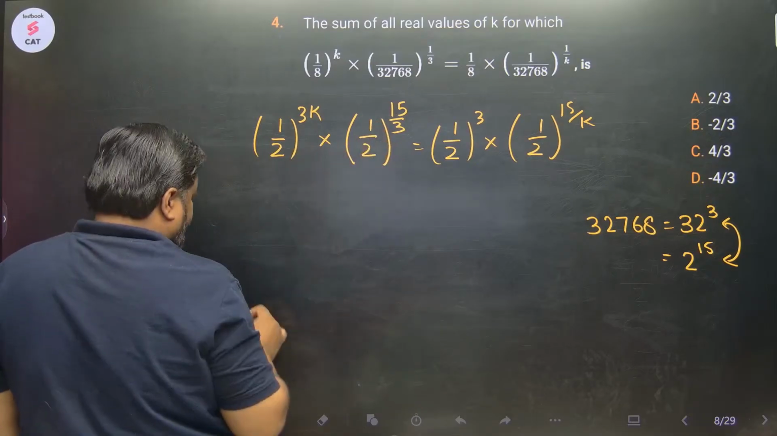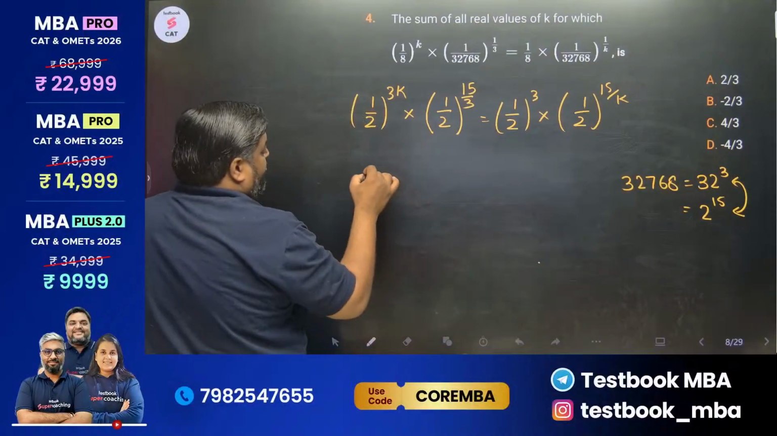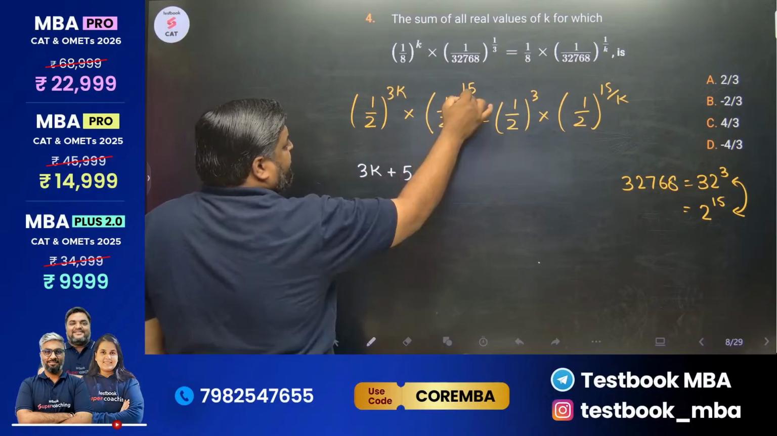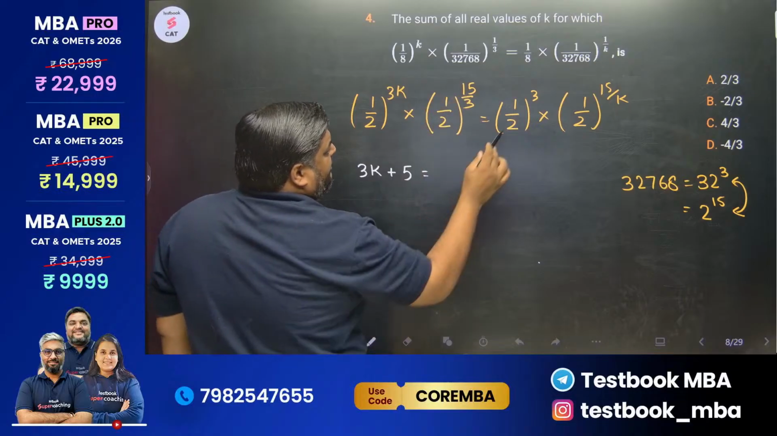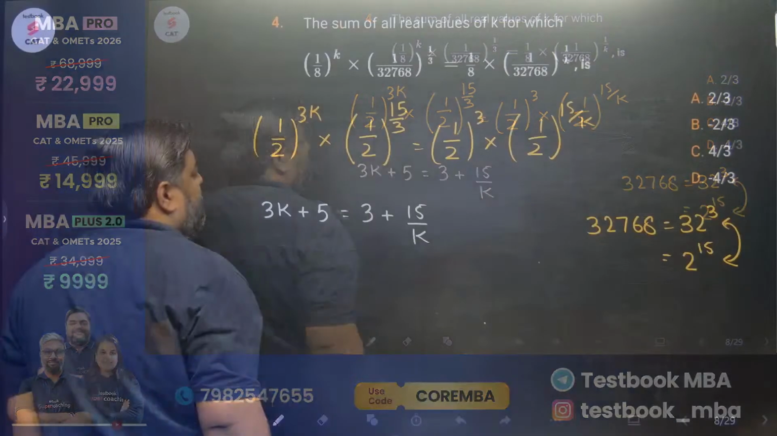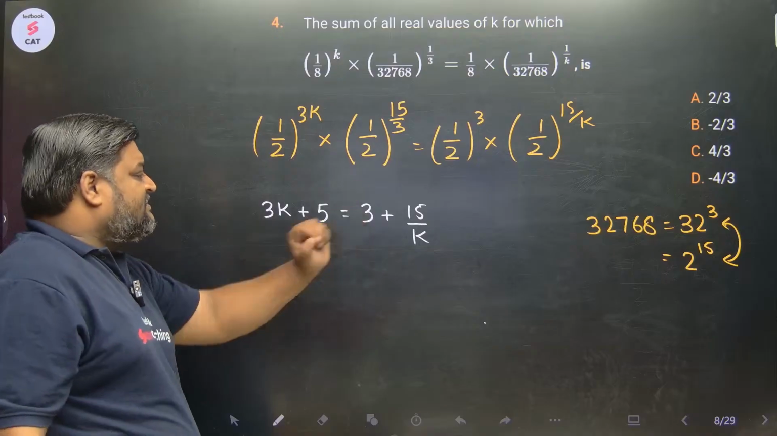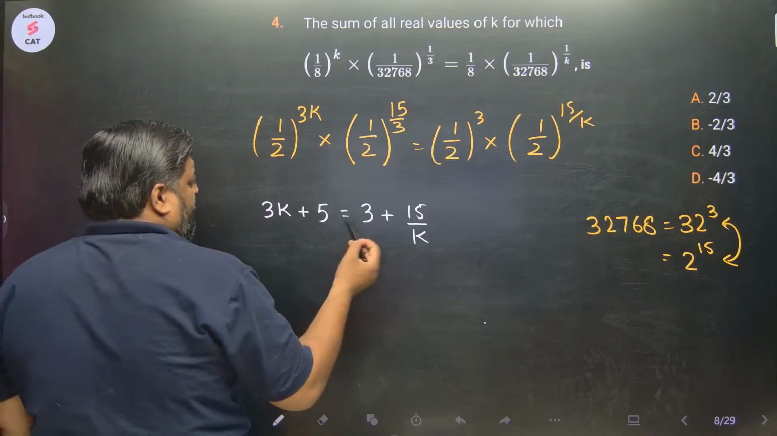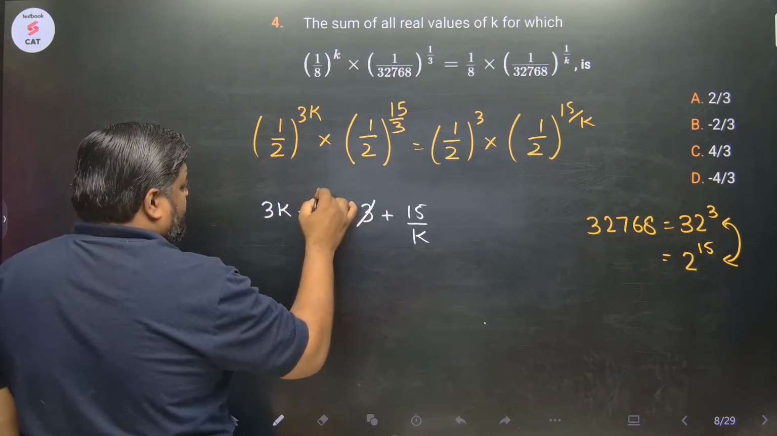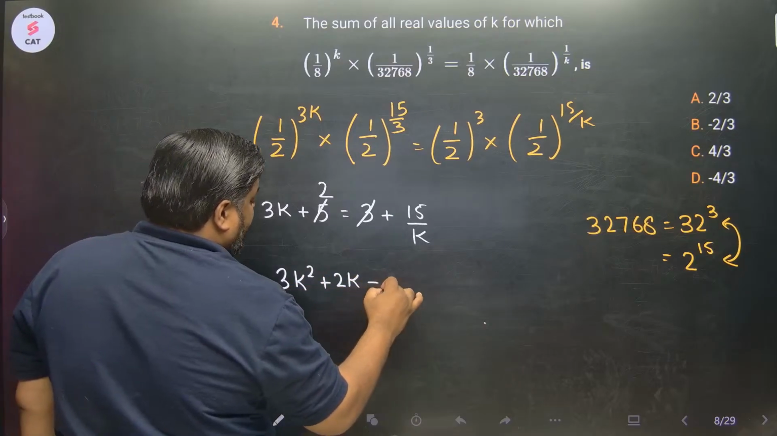Now base is same. Product में है, powers would add up. So we will have 3k plus 5, this is 15 by 3, so 3k plus 5 equals 3 plus 15 by k. Yes or no? लिख सकते हैं ना डायरेक्टली? We can do this. डायरेक्टली लिख सकते हैं. चलो इसको solve करो. एक quadratic equation बनेगा because this is in reciprocal. This goes in 2 times. So 3k squared plus 2k minus 15 equals 0.